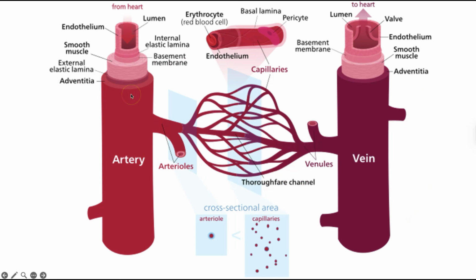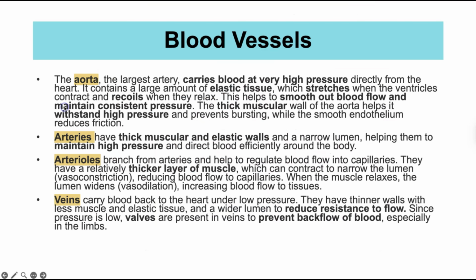So we can see this here just from another angle, and it's showing us the inside of the walls, which are the adaptations that you need to know for the blood vessels. Now, the aorta is the largest artery in the body. It carries blood at the very highest pressure in the body. And it carries it at high pressure because it's carrying it directly from the heart, where that left ventricle would have just contracted, forcing the blood out at high pressure.